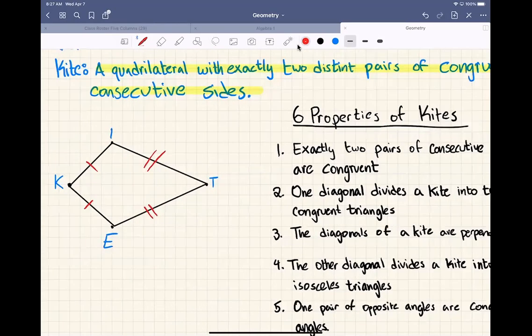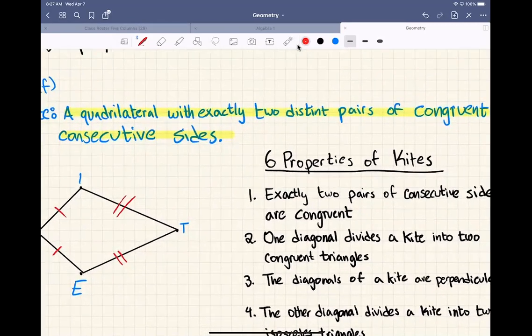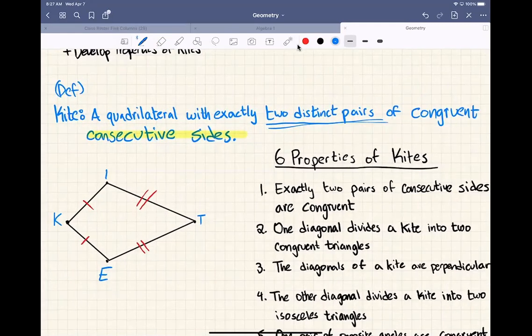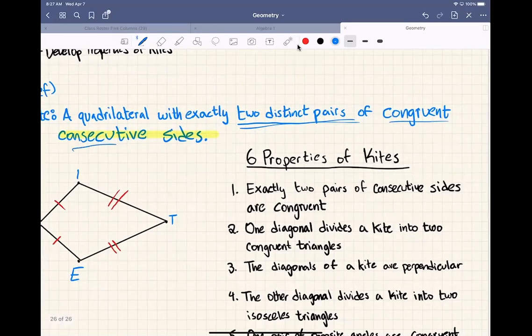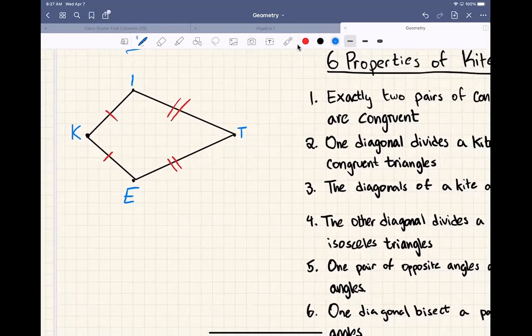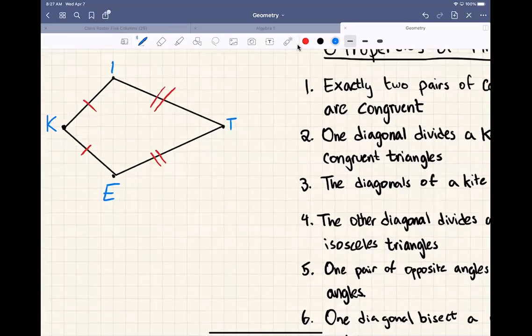And it's important that you have two pairs of congruent sides because that's part of the definition. Oops, and let me just fix this. This should say distinct with a CT, right? So we have exactly two distinct pairs. You have to have two, and then they have to be congruent consecutive sides, which means you have to go back to back. So that's basically what a kite is.